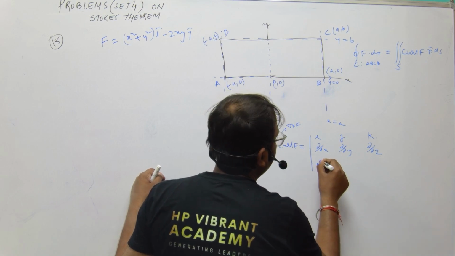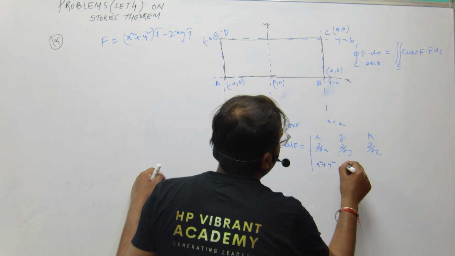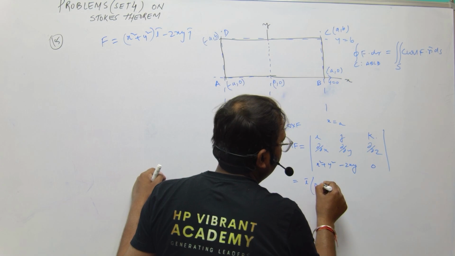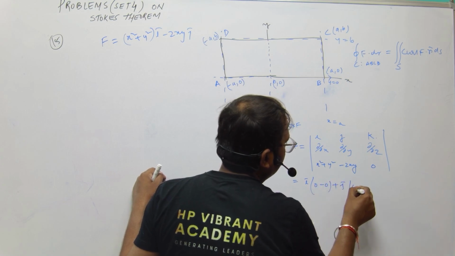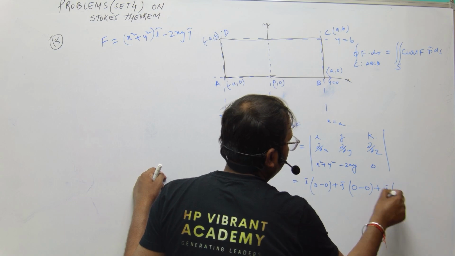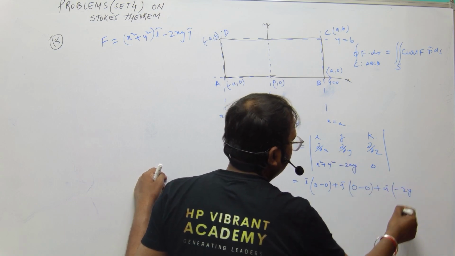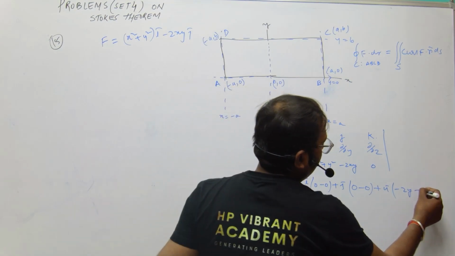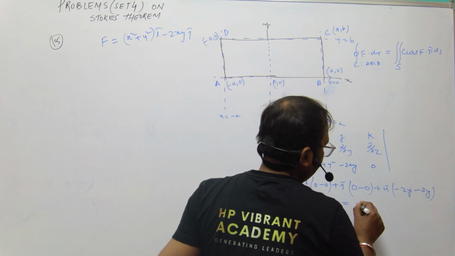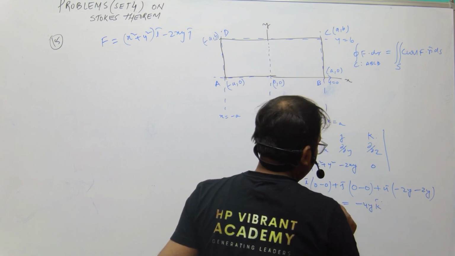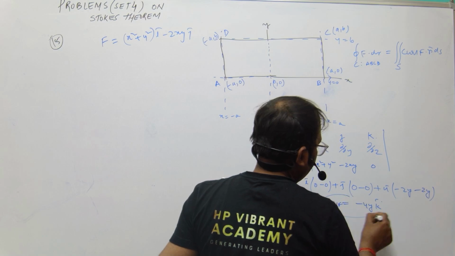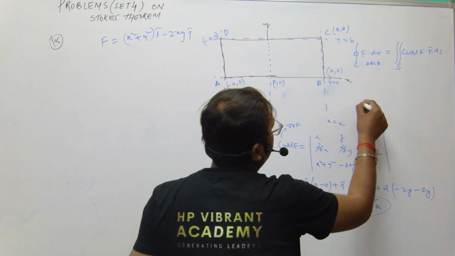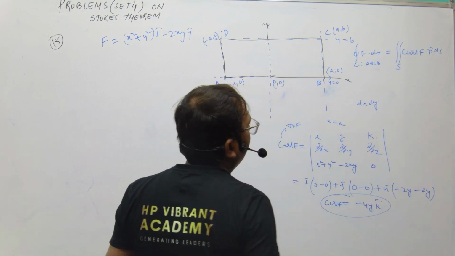So this is x square plus y square, this is minus 2xy, and this is 0. So this is equal to i cap times 0 minus 0, plus j cap times 0 minus 0, plus k cap times minus of 2y minus del upon del y of x square plus y square, so this is minus 2y minus 2y. This is equal to minus 4y k cap. This is the value of curl of F. Now we have to find the ds. So ds we can write as dx dy.